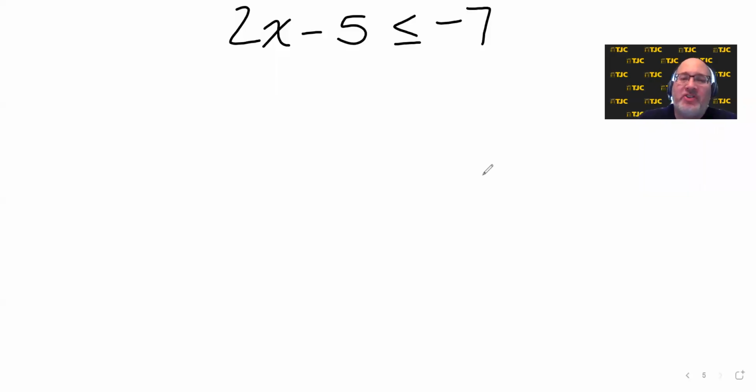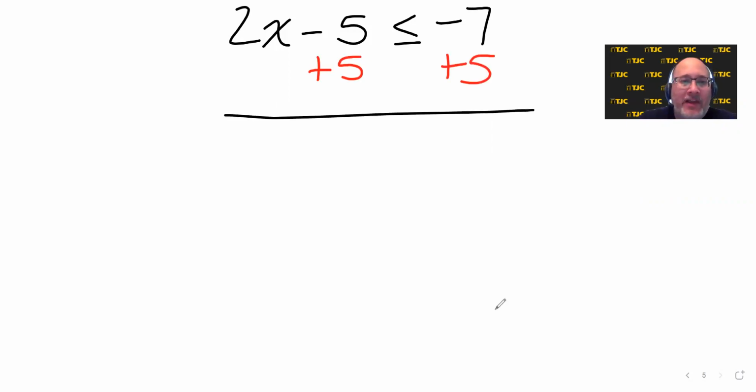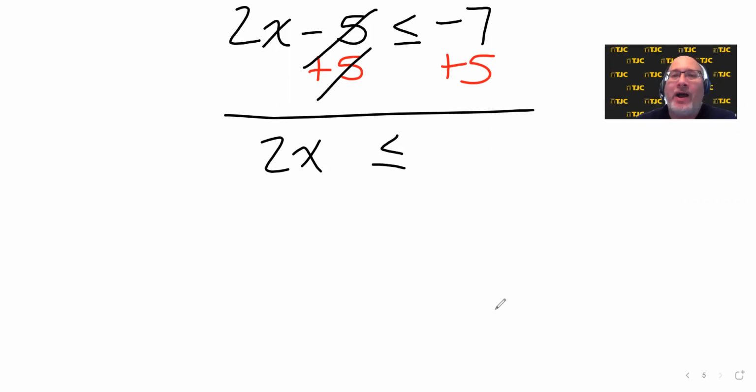Continuing, now that we have a single x in the inequality, now we just have to finish solving. Add 5 to both sides in an effort to get the x by itself. That leaves us 2x on the left. The 5's cancel, less than or equal to. On the right, -7 plus 5 is -2.